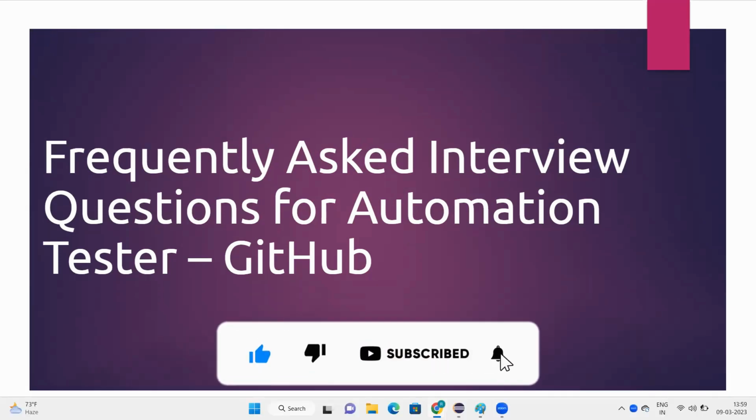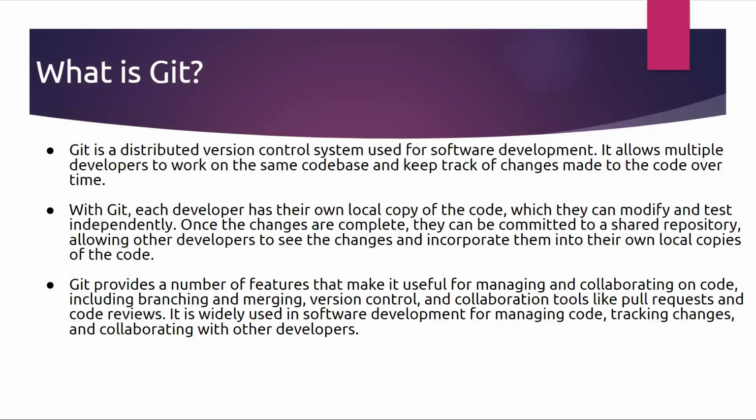Now, the very first question, what is Git? So Git is basically a distributed version control system used for software development. It allows multiple developers to work on the same code base and keep track of changes made to the code over time. With Git, each developer has their own local copy of the code which they can modify and test independently. Once the changes are complete, they can be committed or shared to the repository.